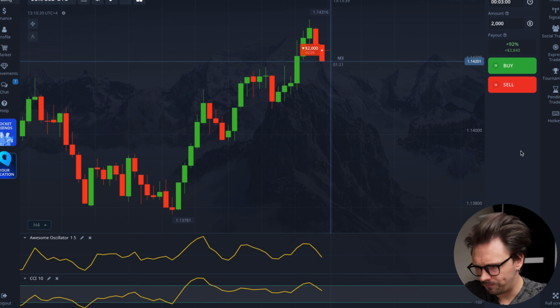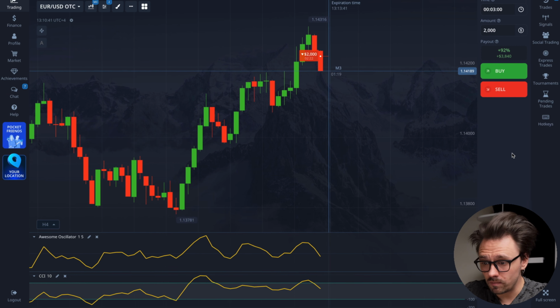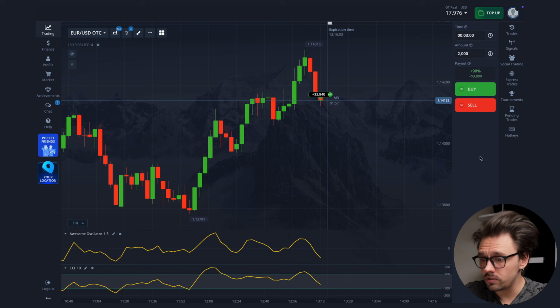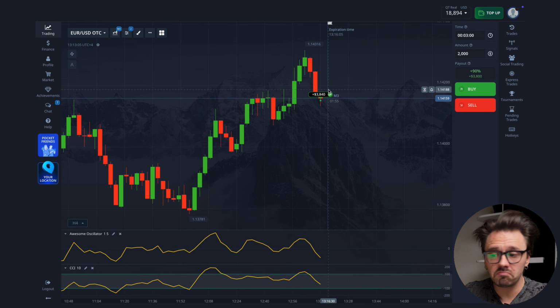And here's a little tip. Never rely on just one signal. Even if all indicators immediately show a drop, always check support and resistance levels. And my trade closes $3,840. I'm quite happy. This is excellent, wouldn't you agree?